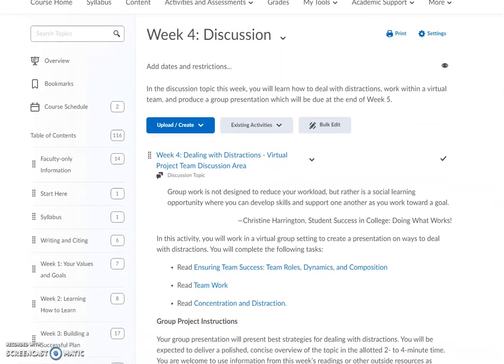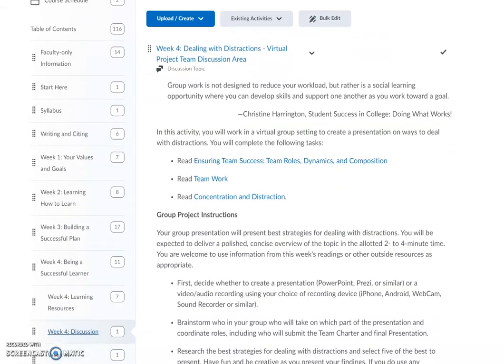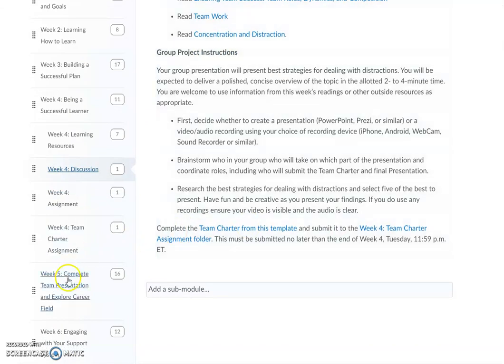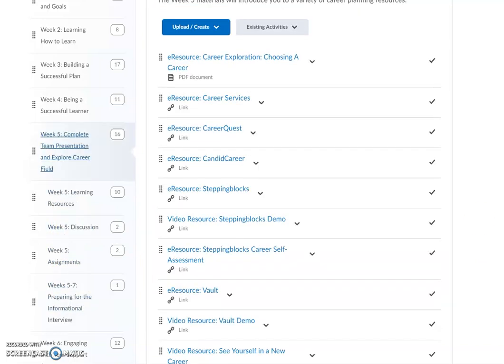You probably want to also be looking ahead to week number 5. So I recommend that you and your team look ahead to week number 5, review a little bit about what is expected of the team project that will be due.